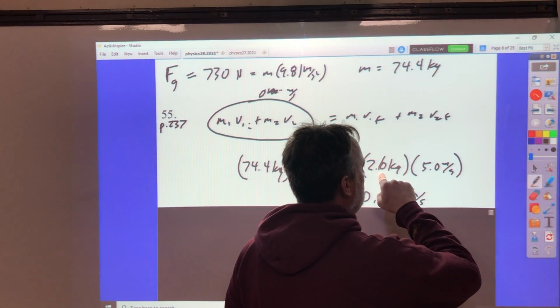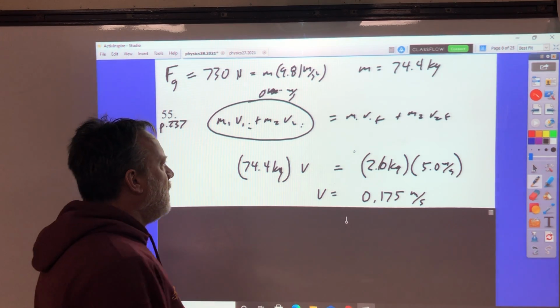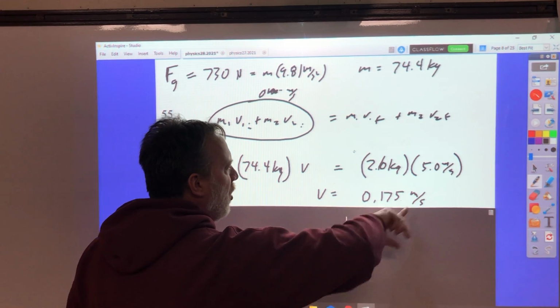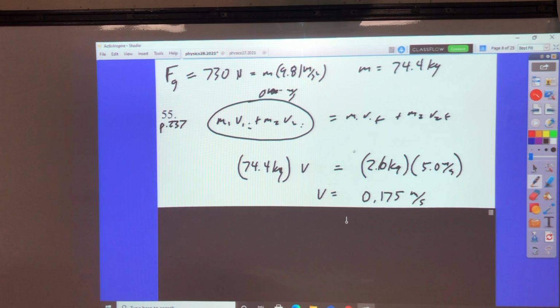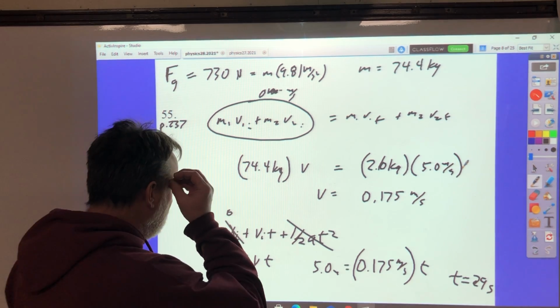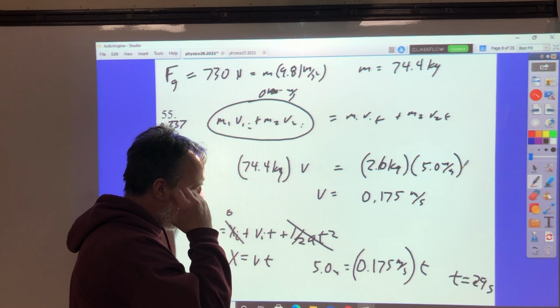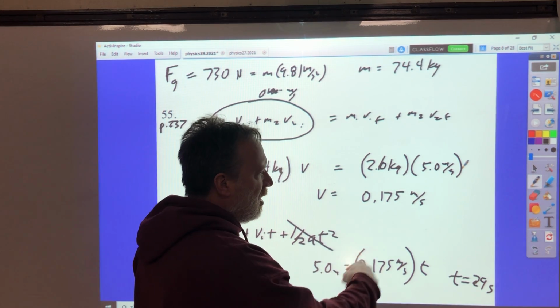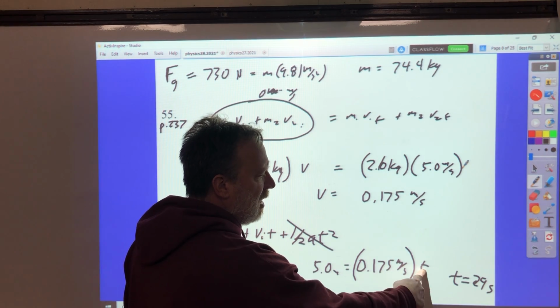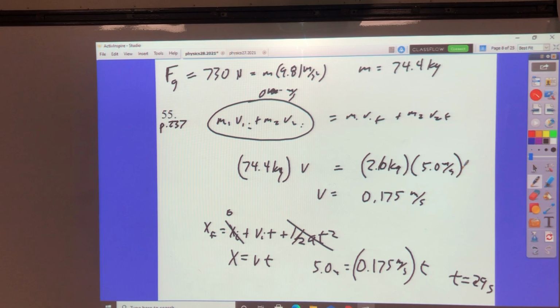So the mass of the book is 2.6 kilograms. The speed is 5.0 meters per second, divided by the 74.4 kilogram mass, and the velocity is 0.175 meters per second. If you want to know how much time this takes, you're going to slide at x equals vt at a constant rate. We're going to go 5 meters at 0.175 meters per second times t. T is going to come out to be 29 seconds.